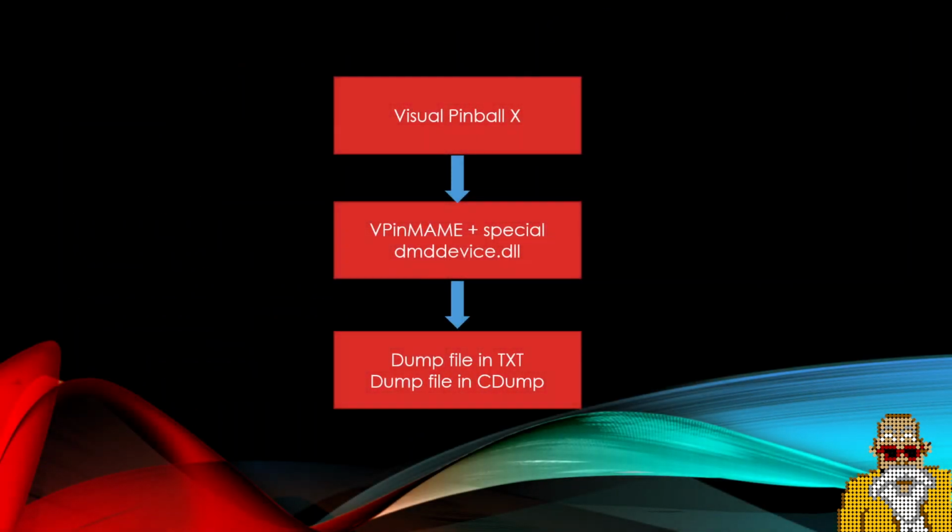So how will it work? Very straightforward. In the VNI capture tool, there is a special DMD device.dll that will generate a dump file in CDump format. The CDump format is a format where you've got the raw frame along with a colored frame. So either you go as if you were doing a normal dump from Visual Pinball X: you run Visual Pinball, you play, and you will generate the dump file in TXT format and in CDump.